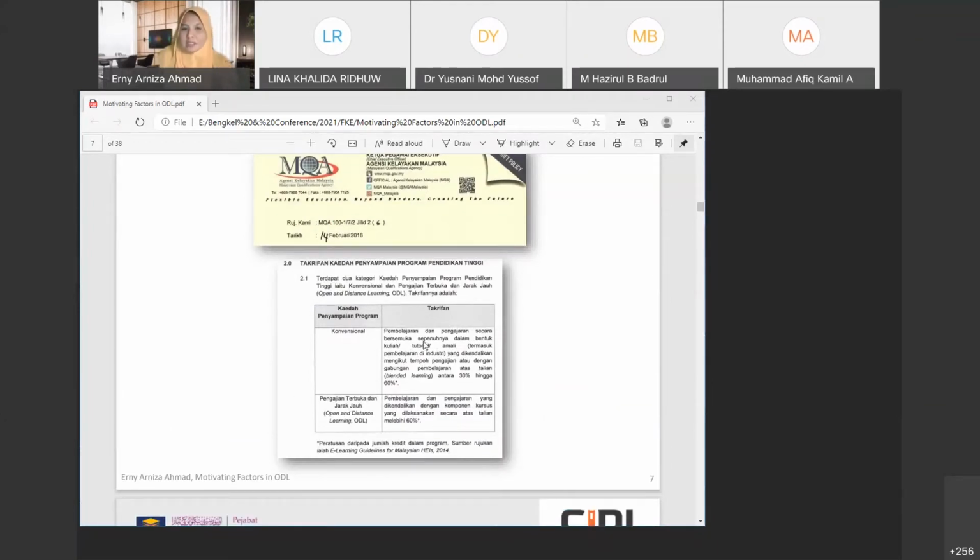So for conventional, online learning is 30 to 60%. But for ODL, secara atas talian perlulah melebihi 60%. So that is merely the ratio lah. Kalau bawah 60% itu kebanyakan kita pakai blended learning. Kalau tak ada COVID ni, still you kena online, tapi kita dalam environment blended learning. Still you kena pakai teknologi juga. Tapi sebabkan COVID-19 yang menyerang dunia ni, then we have to go for ODL.